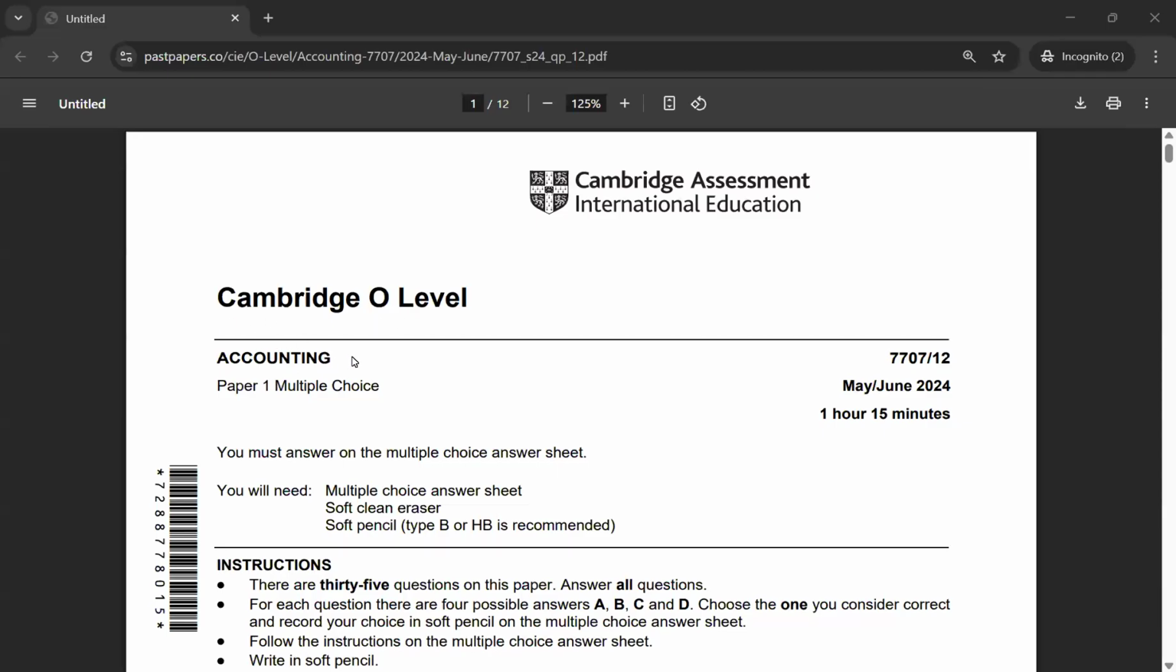Today we will be solving accounting paper 1 multiple choice questions for O levels, and we will be looking at May-June 2024, and this is going to be variant 2. Again, as you all know, you will have 35 multiple choice questions and you will have 1 hour 15 minutes to answer all 35 questions.